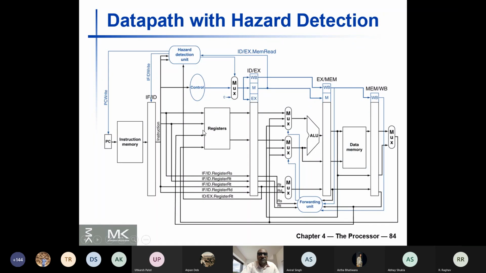Once the bubble is introduced, the required operand is available at the memory stage, so forwarding can be done, and further instructions will proceed. One cycle will be stalled, and during that stalling these two stages remain the same. They should not progress at all, right?